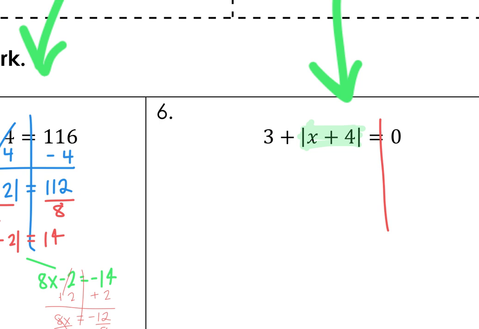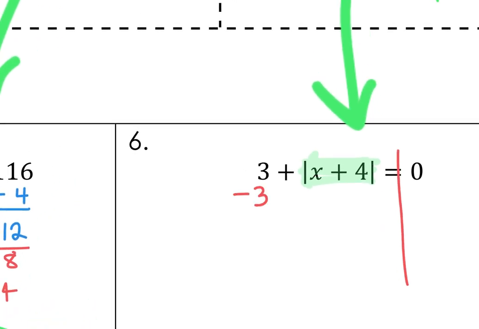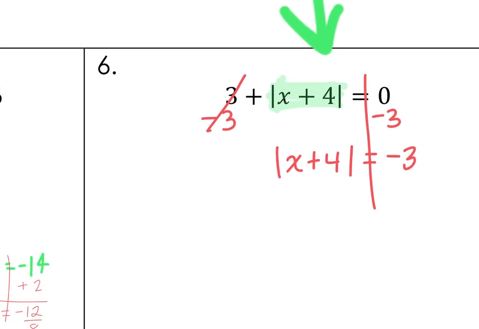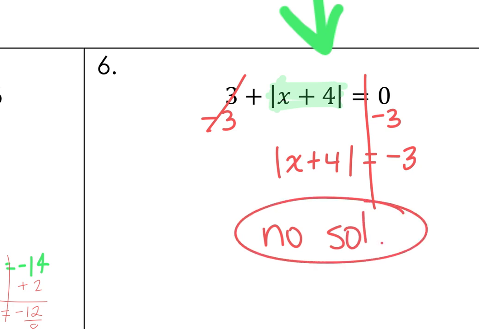So this is a constant 3. How would I undo that? Very good, negative 3. So I'm left with the absolute value of x plus 4 is equal to negative 3. Can absolute value be negative? You don't have to go any further. You can't. There are no solutions because there's no number that I can plug in here that makes the absolute value negative, because absolute value is distance, so that can't happen.